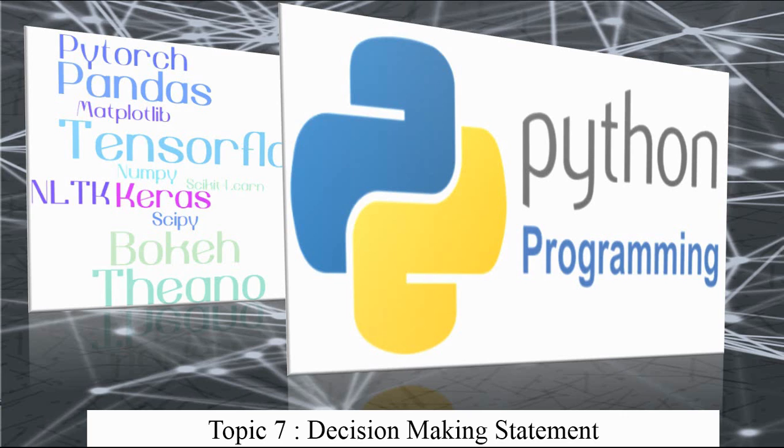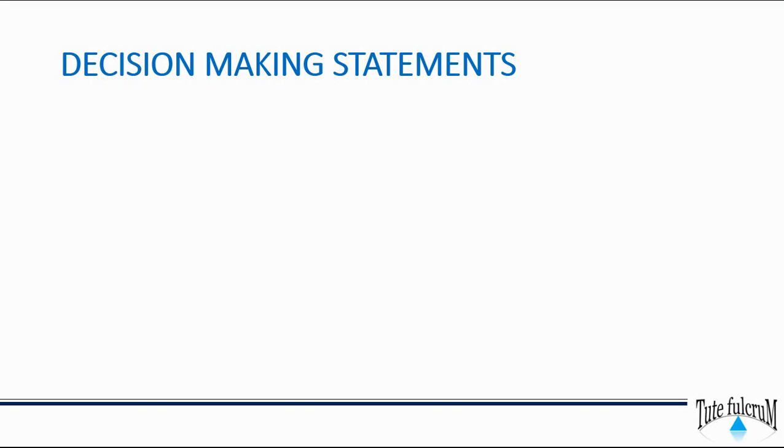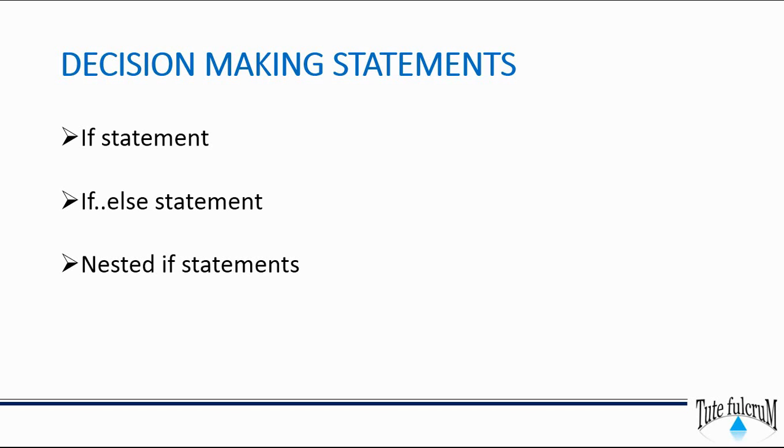This session is on the decision-making statement in Python. Decision-making statements in programming languages decide the direction or flow of program execution. The decision-making statements available in Python are if statement, if-else statement, nested if statements, and if-elif ladder. Let's see them one by one.